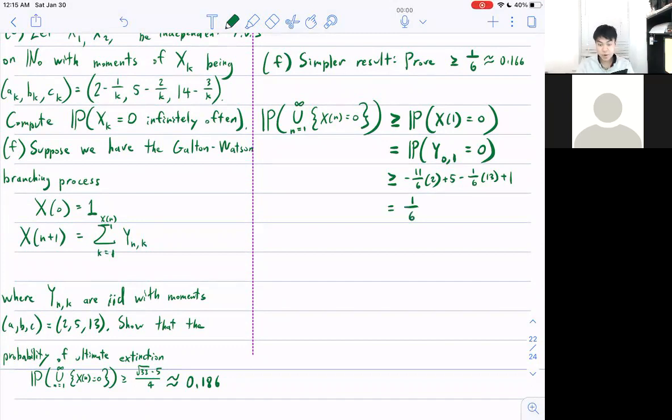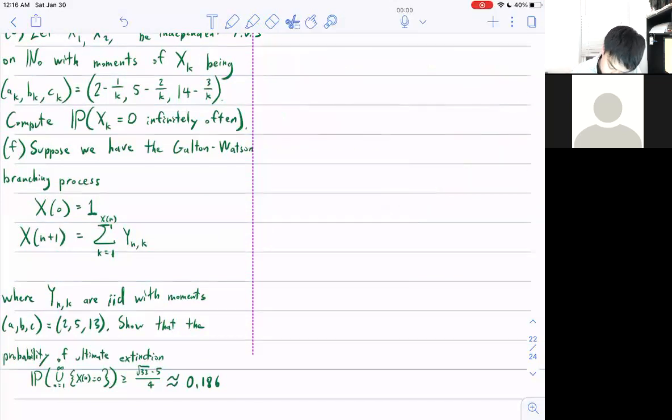But can we do better? Can we actually come up with this inequality that is square root 33 minus 5 over 4? And where the hell did that number come from, right? It turns out that this problem is obviously worked backwards to give us this bound right here, rather than this bound coming a little bit more naturally. So let's do this. All right.